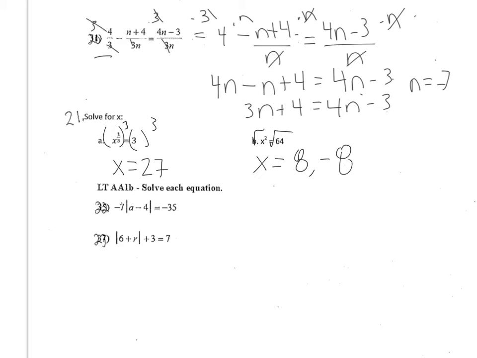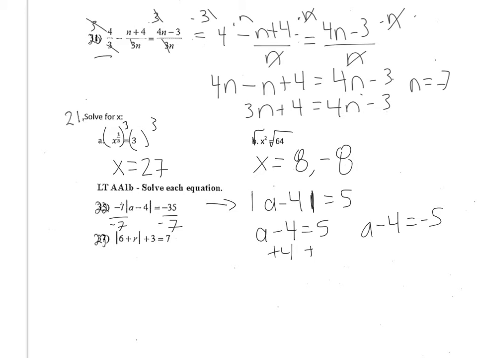22 and 23 are perfect examples of isolations. The first thing we want to do for this one is subtract or divide by negative 7. And then remember, when we're doing absolute value, we're going to make it 2. So we have absolute value of a minus 4 equals 5. And then we're going to make it 2 answers: a minus 4 equals 5, and a minus 4 equals negative 5. I'm going to add 4 to both sides, and I get a equals 9. This one I'm going to add 4, and I get a equals negative 1.